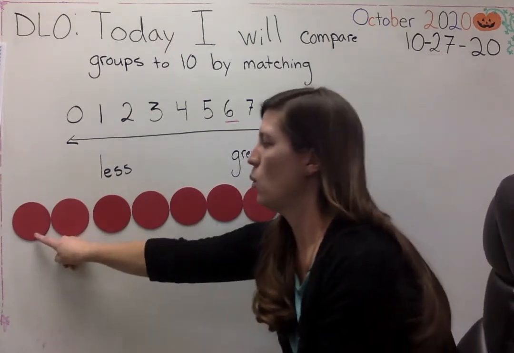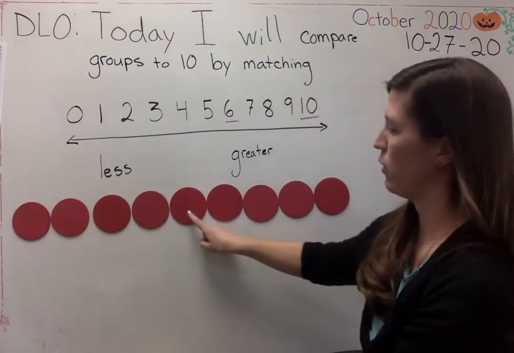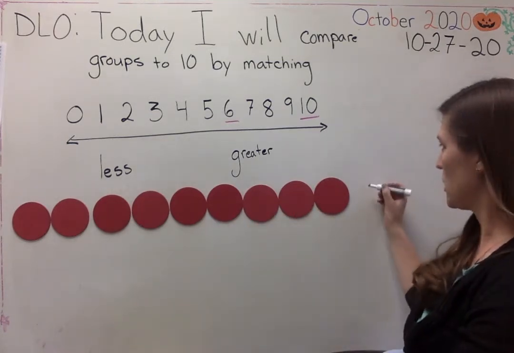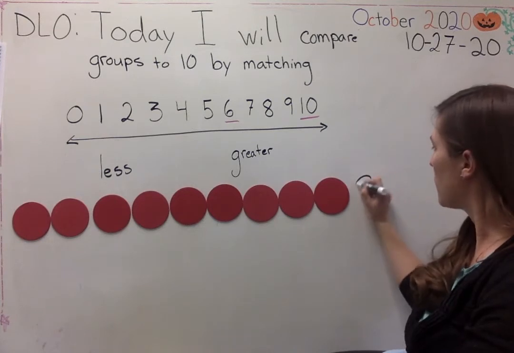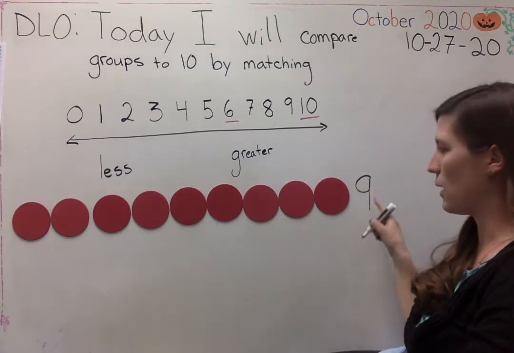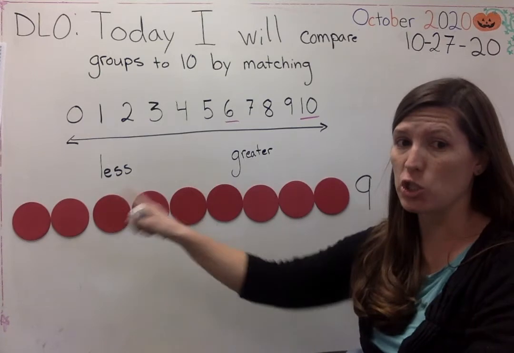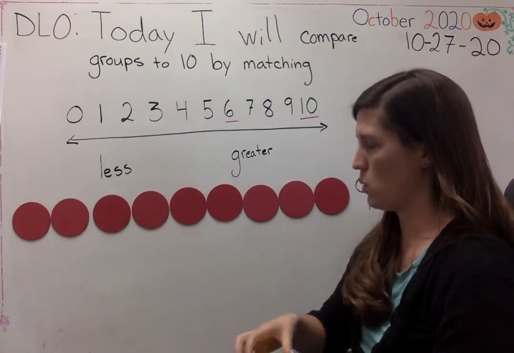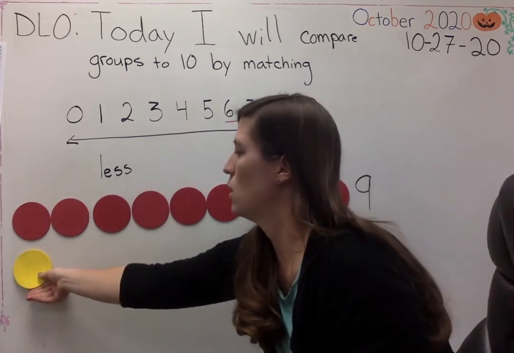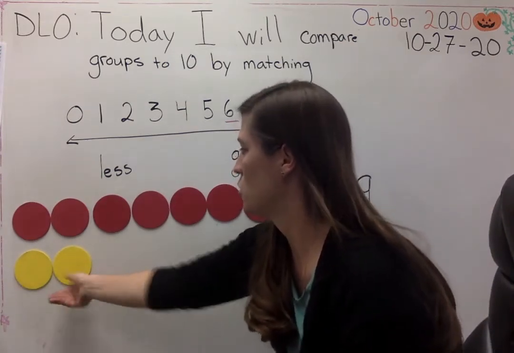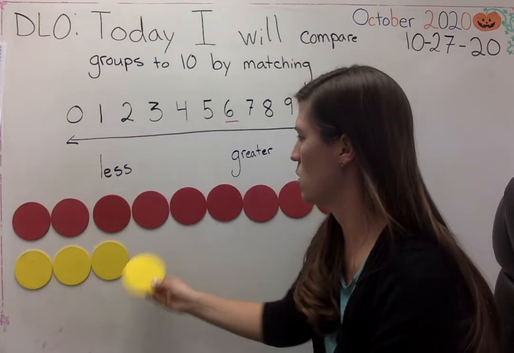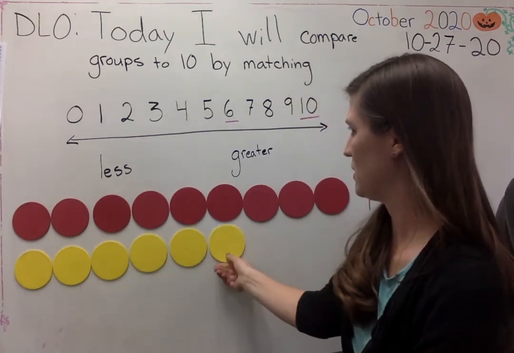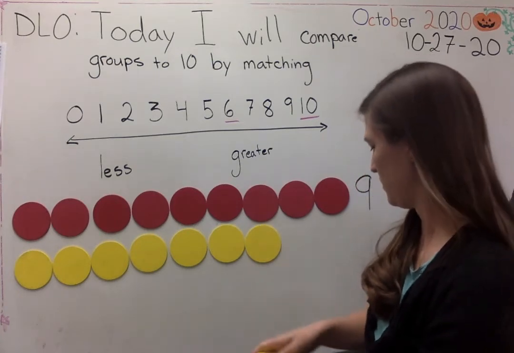Let's count them. 1, 2, 3, 4, 5, 6, 7, 8, 9. We're going to write 9 at the end. Make a loop and then a line. That's the way you make a 9. And I use the strategy of touching each one to count. Now let's put up our green ones. Our green, yellow. 1, 2, 3, 4, 5, 6, 7.